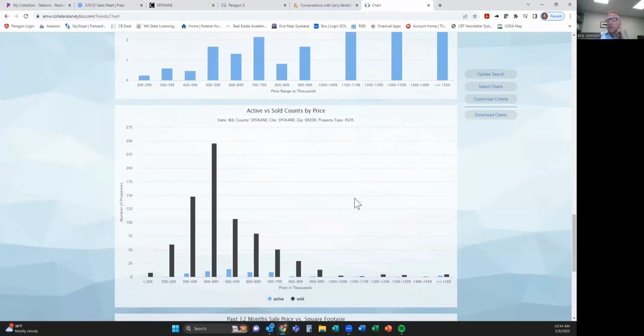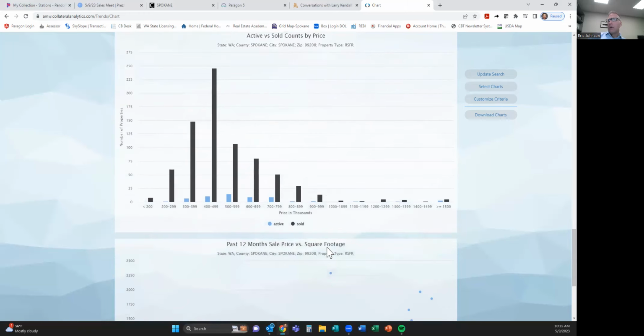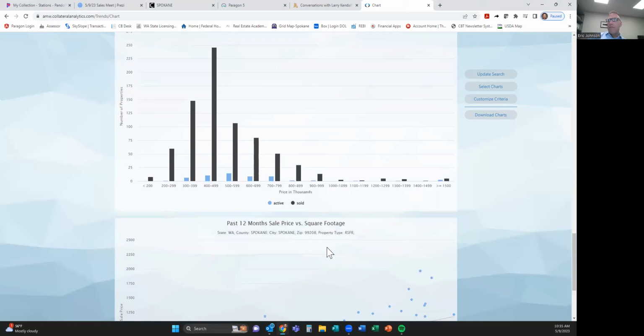Active versus sold counts by price. This is kind of showing what market's most active. And it varies, but I would tell you it's typically the same curve for whatever market you're in, where there's kind of a hot price, and in this particular zip code, it's that 400 to 499 is the most active amount of sales, and then it starts dropping off as you go in $100,000 increments above that.